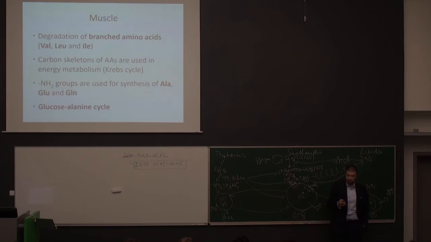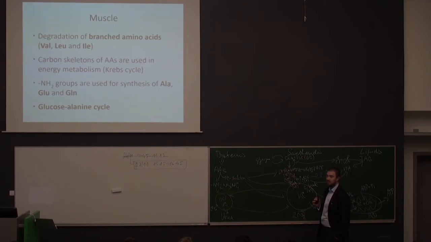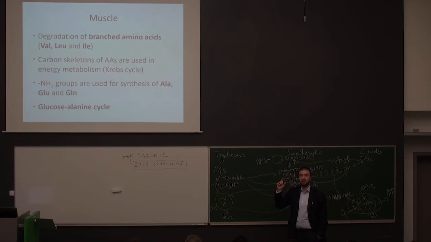Another thing that you should remember, and it's the only thing you should know from this slide, is the branched chain amino acids. Which amino acids are they? Could you tell me their names? Branched chain. And these amino acids have the first phases of their degradation located inside the skeletal muscle. Not in the liver, but only in skeletal muscles.